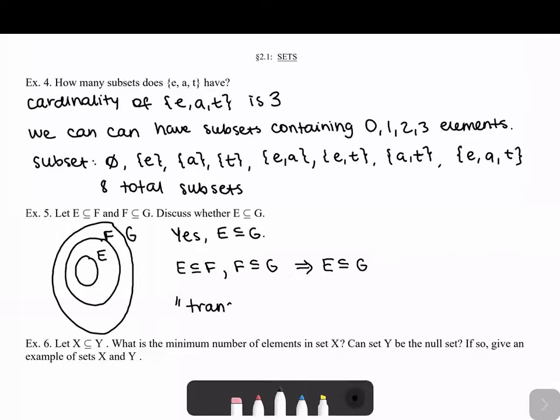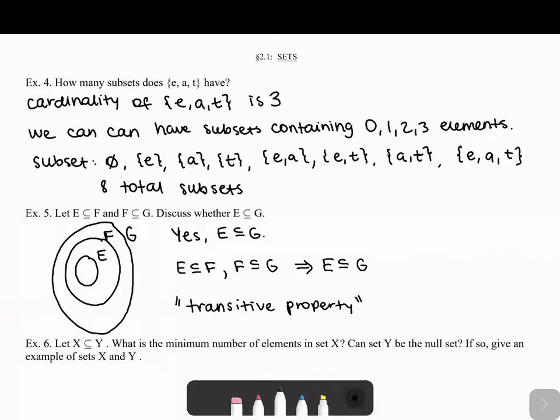The transitive property. This is a property that different relations can have. So this one, being a subset of something, that relation has this transitive property. And different relations have different properties. We'll look a little bit more at this later, but this is just an example.